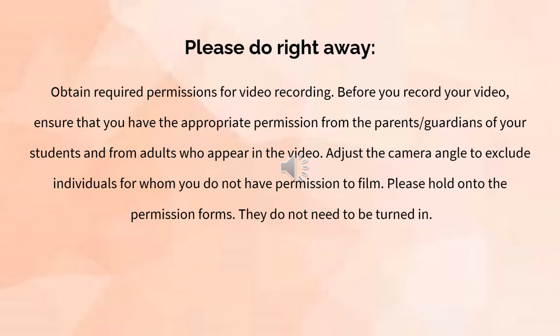For these videos, you want to make sure that you adjust the camera angle. If there are any students who did not give you the permission slip, make sure we don't see them on camera. They can still be in class, but you can't see them or hear them.